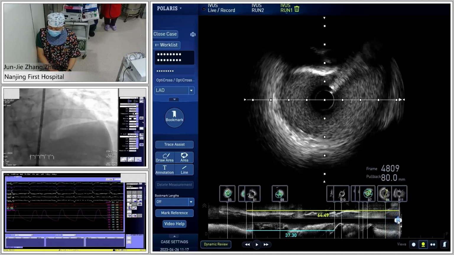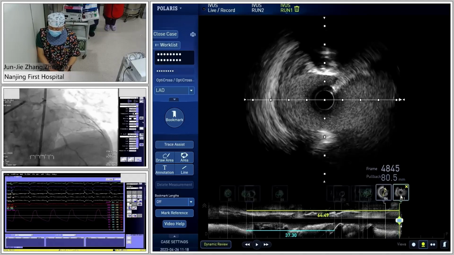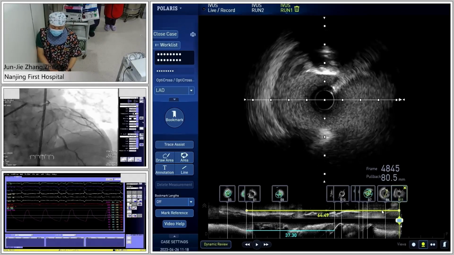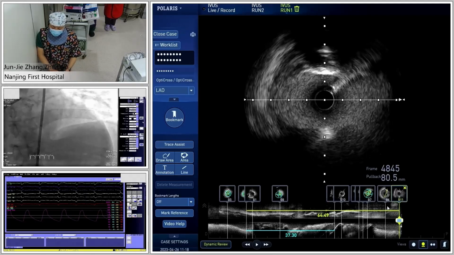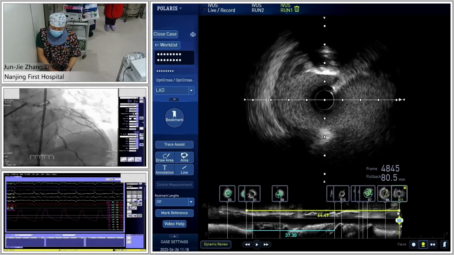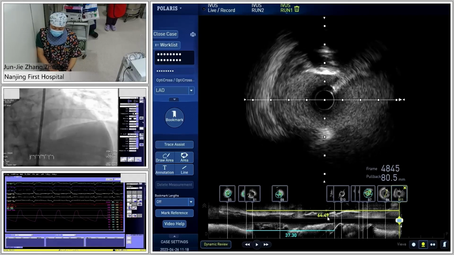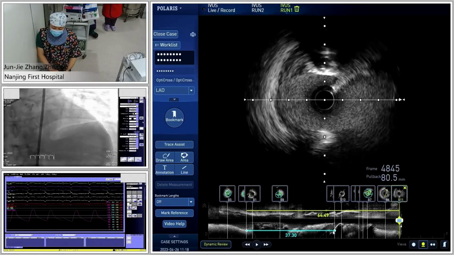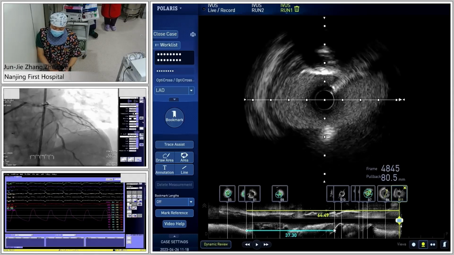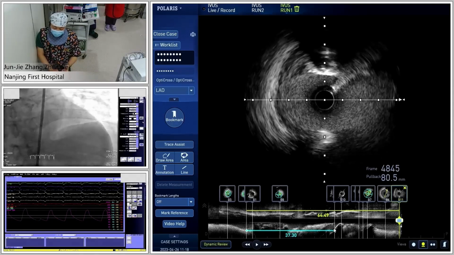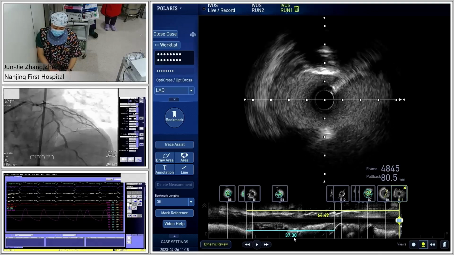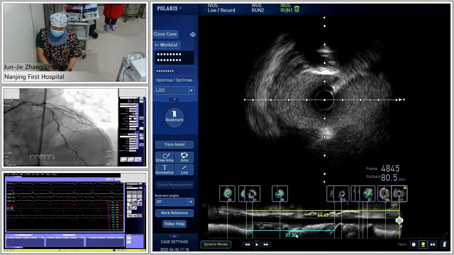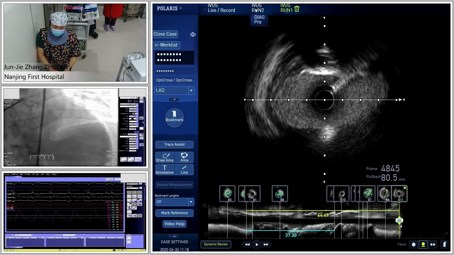Then pulling back, here we can see the ostium left main. We measure from the distal landing zone to the ostium left main; the length is about 64 millimeters. From the distal landing zone to the diagonal and LAD bifurcation, the length is just 37 millimeters. Okay, this is the first run.